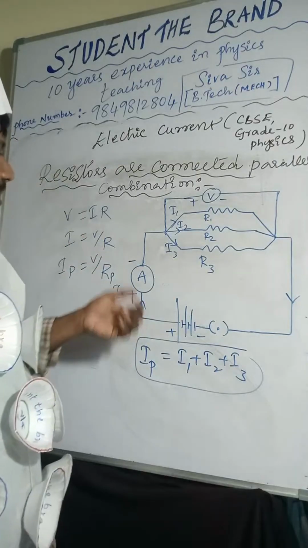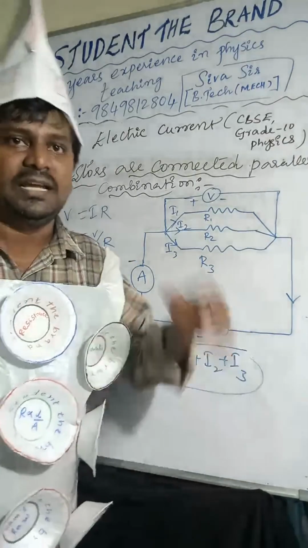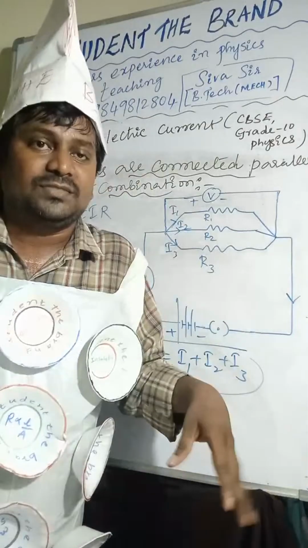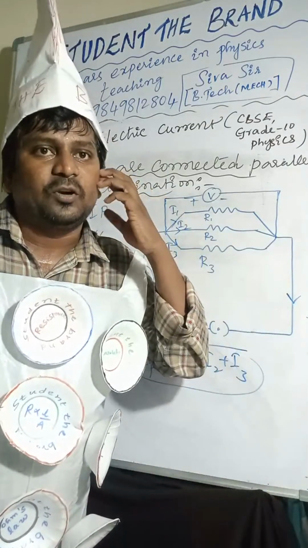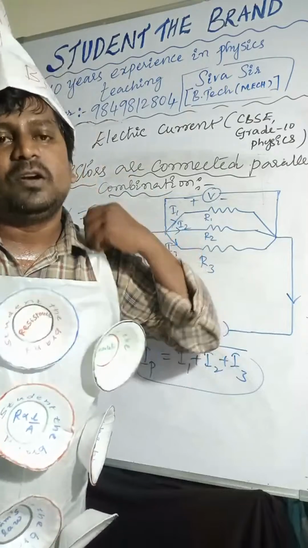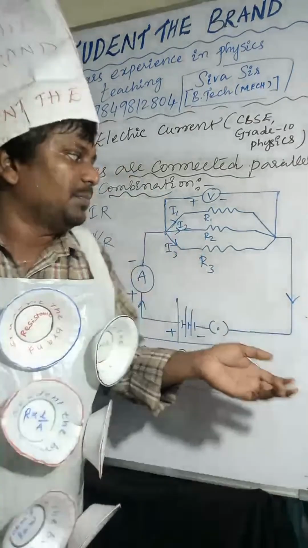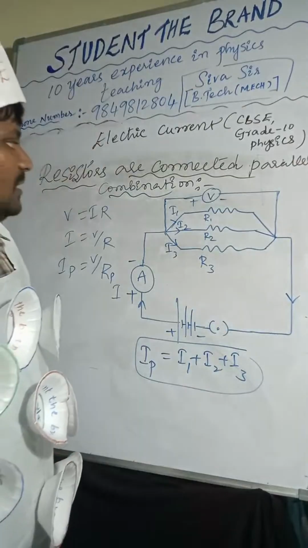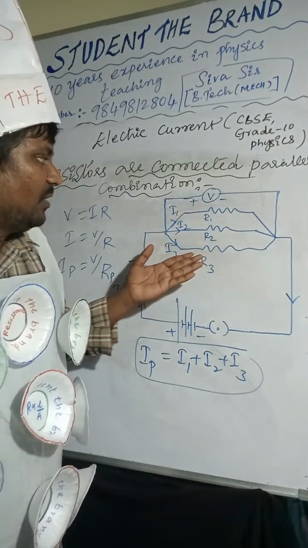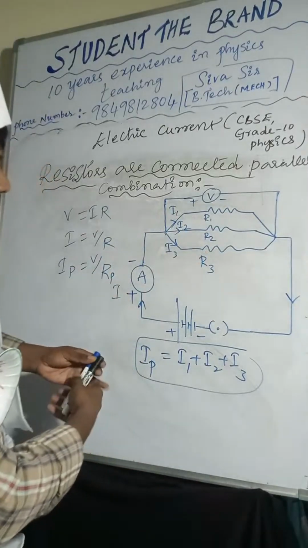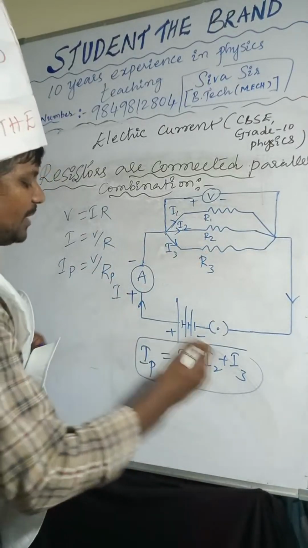Yes, of course. Voltage and current are related: when potential difference is constant, I is inversely proportional to resistance. Related questions will come, and we will do them while doing problems. We don't know how much current is flowing in each branch, so normally I take IP equal to I1 plus I2 plus I3.